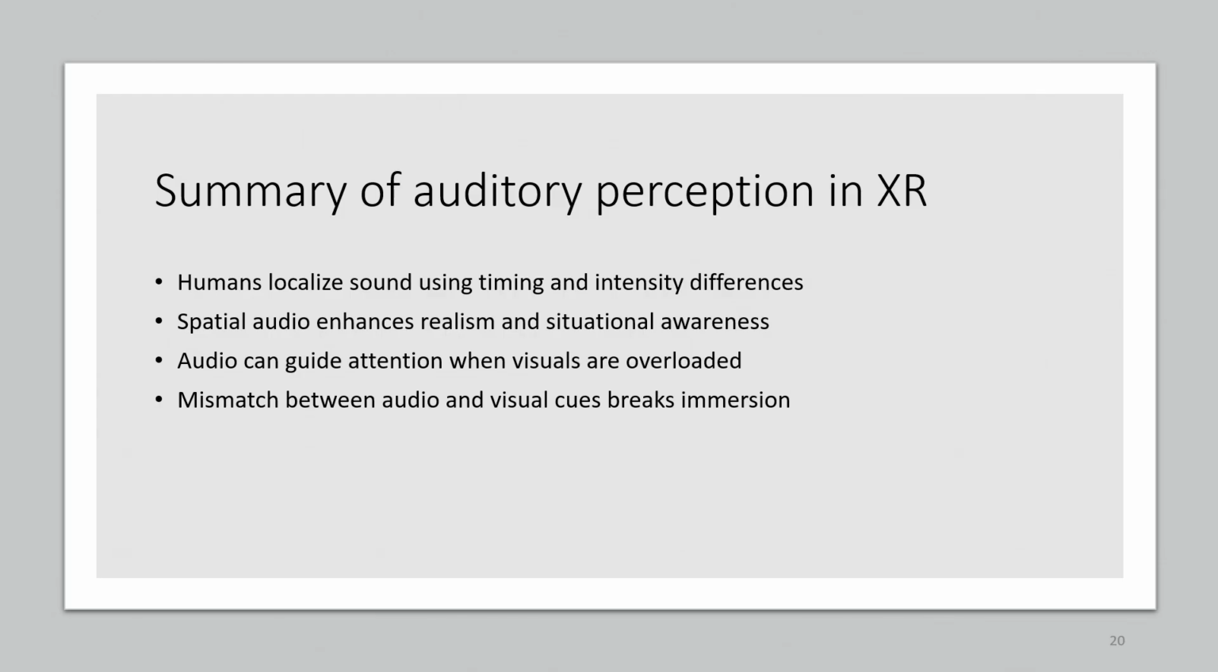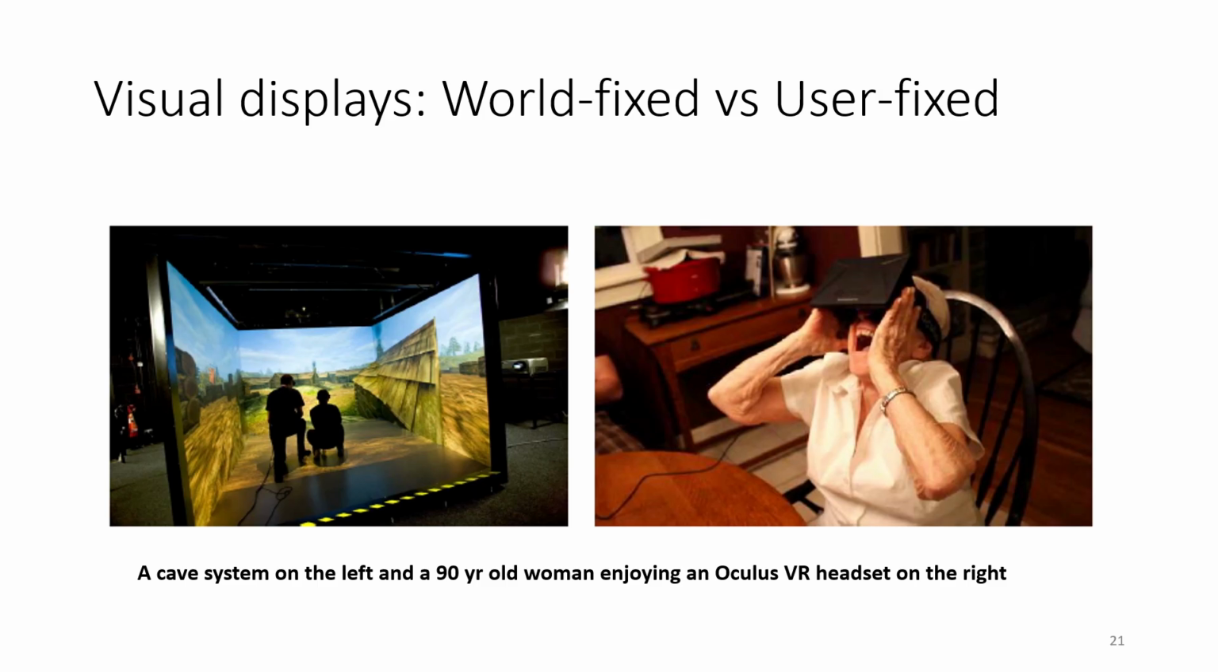To summarize auditory perception in XR, humans localize sound using timing and intensity differences. We talked about the interaural timing difference and the interaural level difference. Spatial audio enhances realism and situational awareness. Audio can guide attention when your visuals are overloaded, and a mismatch between audio and visual cues does usually break immersion. Let us move on now to visual displays.